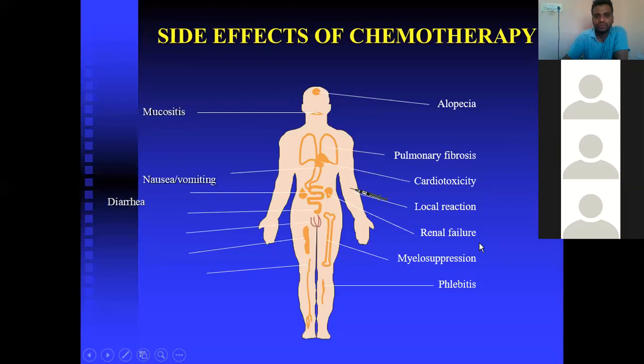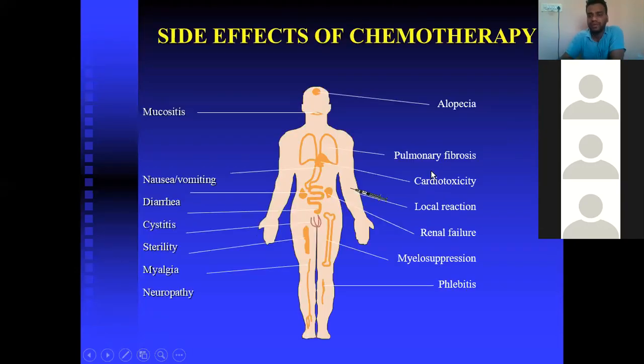You know all of this: mucositis, nausea, vomiting, diarrhea, cystitis. It can even cause sterility, myalgia, which is bone pain, neuropathy, alopecia, pulmonary fibrosis. Some of the drugs are very cardiotoxic, like the anthracycline class. Pulmonary fibrosis, we saw the side effect over there. Local reaction, renal failure. Some drugs like methotrexate can cause myelosuppression, phlebitis.